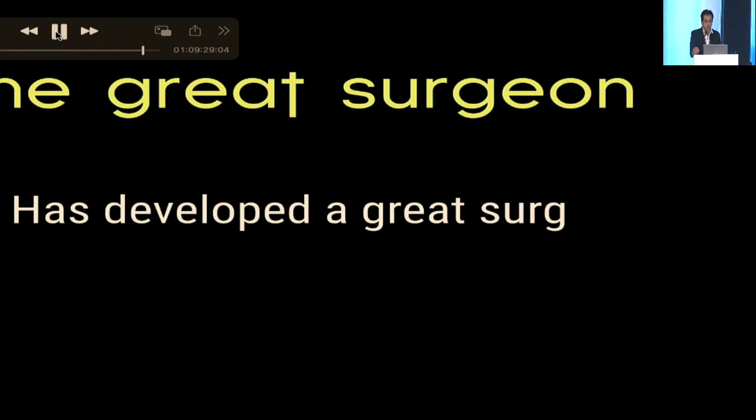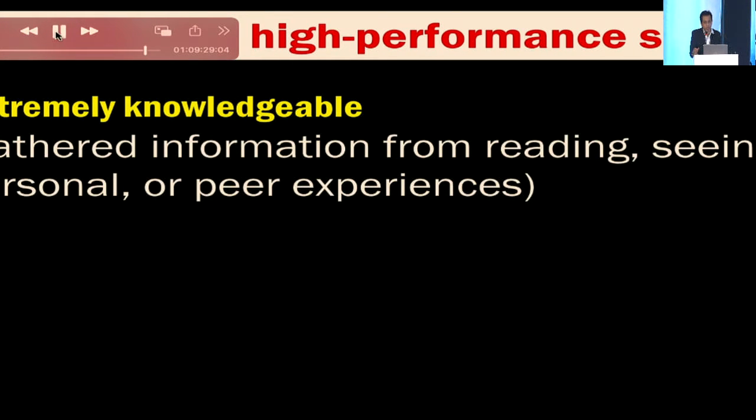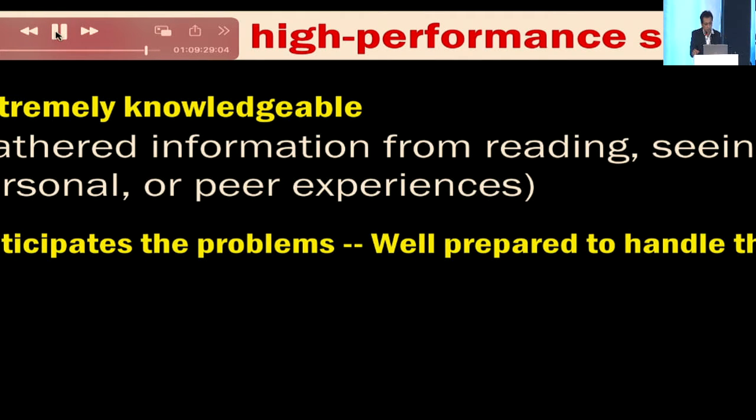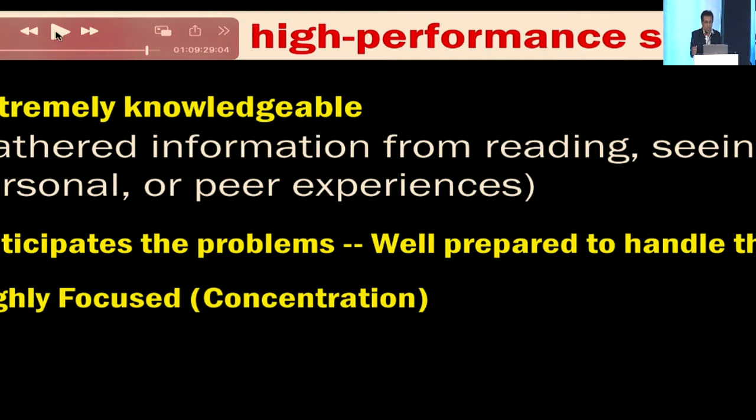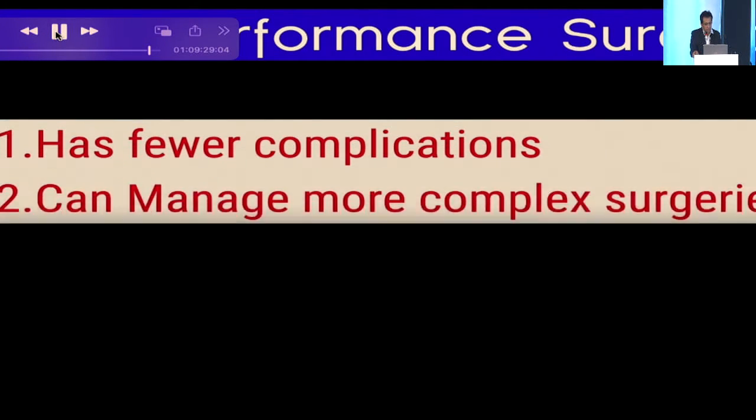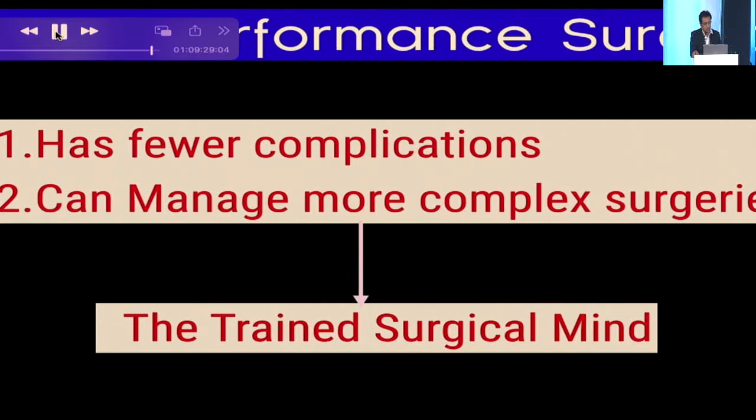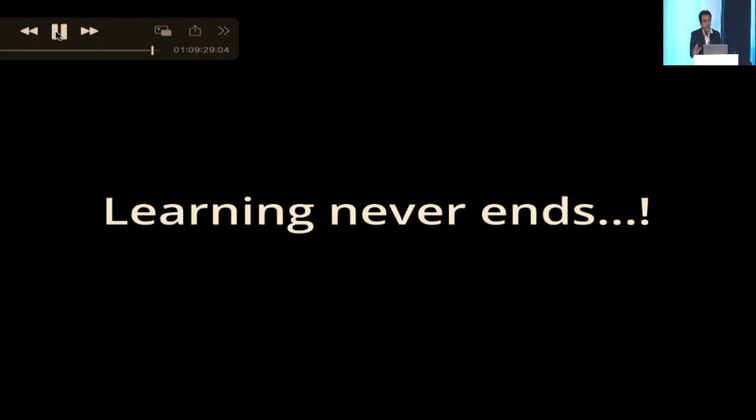The key is how the great surgeon has developed his skill by developing his mind. So what I want to emphasize here is that the reason he has become a high-performance surgeon is his knowledge. He has gathered information from all available sources, from his experience and peer experiences, and based on this knowledge, he can anticipate the problems and is well prepared to handle them. And most importantly, he maintains a quite high degree of concentration. It's all in the mind. So he has fewer complications and can also manage more complex surgery. Basically, it is the result of having a perfectly trained surgical mind.